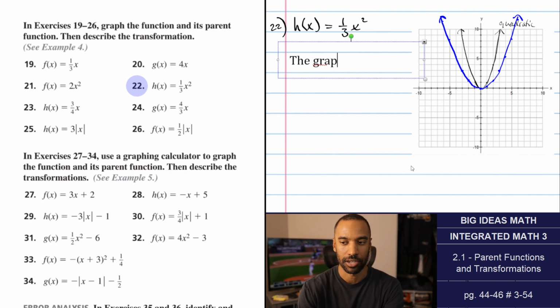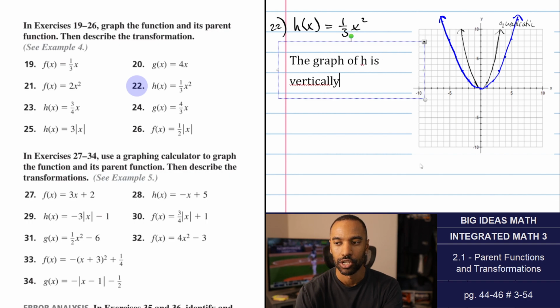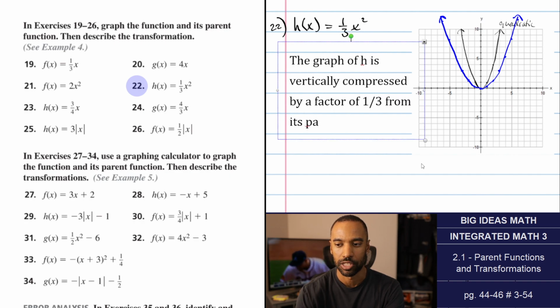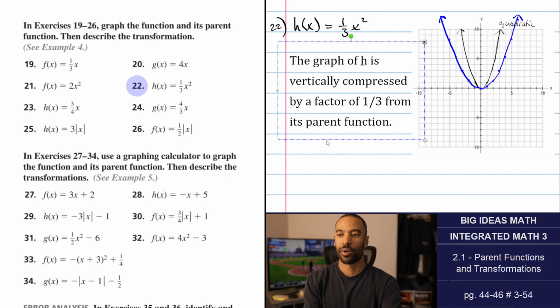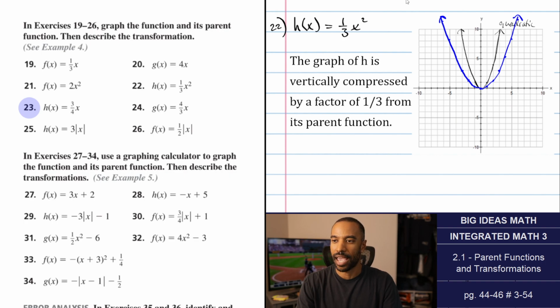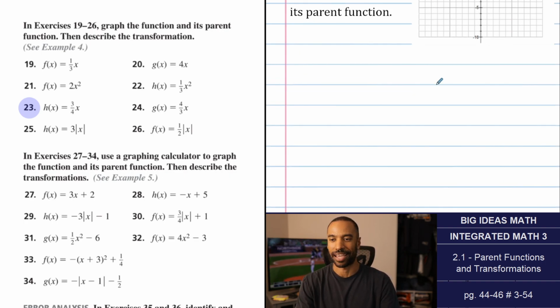The graph of h is vertically compressed, shrunk, by a factor of 1/3 from its parent function. No other change. That was it. It's a lot to do on the problem, but that was it. All right, number 23. h of x equals 3/4 x.